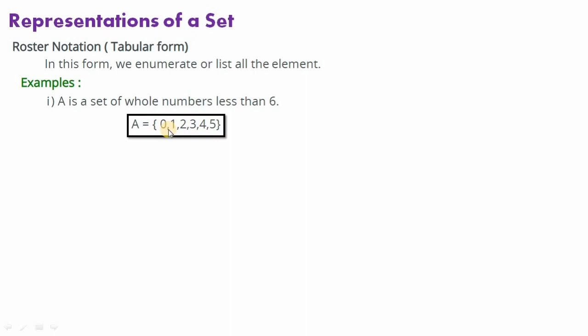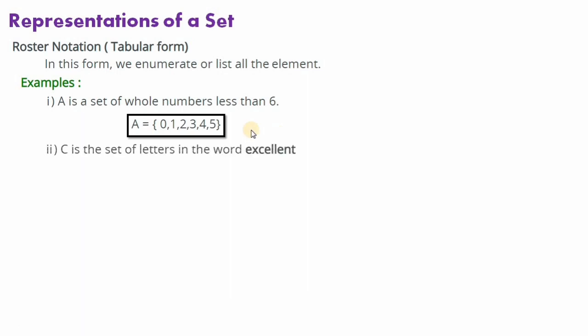One thing you need to remember is that order doesn't matter. If you want to write this as 5, 4, 3, 2, 1, 0, that's also fine. Or 1, 2, 0, 3, 5, 4, that's also fine. Order doesn't matter, but no element should repeat. For example, 0 is written only once, 1 is also written only once. Similarly, all other elements are written only once. That is the property of a set.